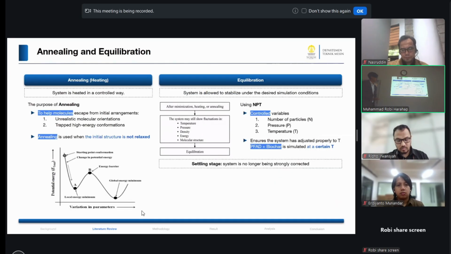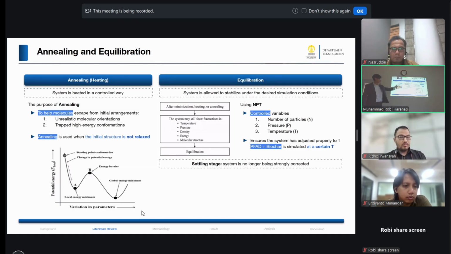Another step is called annealing. After energy minimization, let's say your molecules now are in this state, in the local minimum. What annealing tries to do is heat the system in a controlled way where it can increase the temperature and therefore increase the kinetic energy, and in turn hopefully get the system to pass the local barrier, denoted as B there, and hopefully achieve the global energy minimum.